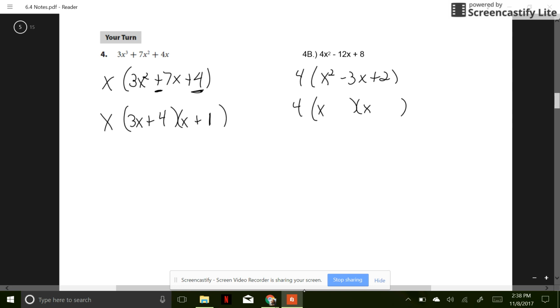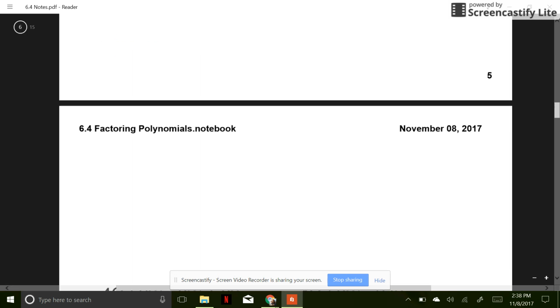So since they're adding to get negative 3 and multiplying to get positive 2, we know that both of these should be minus. And so thinking about it, 2 and 1 multiply to get 2 and add to get negative 3. So that's our factors there.